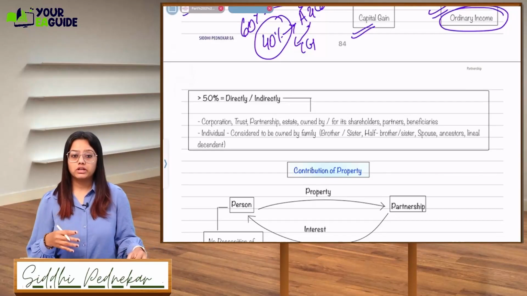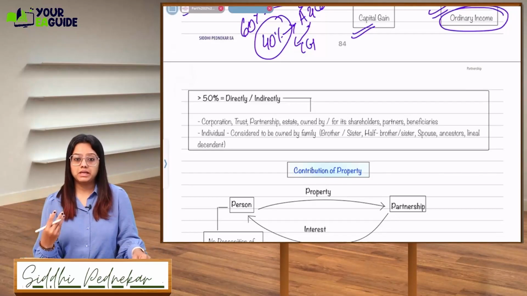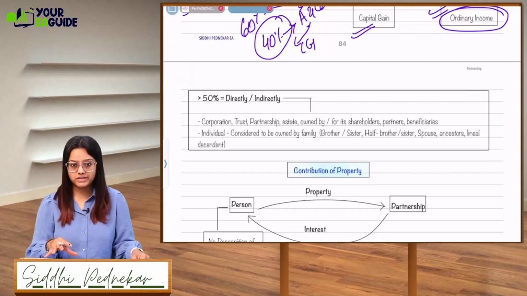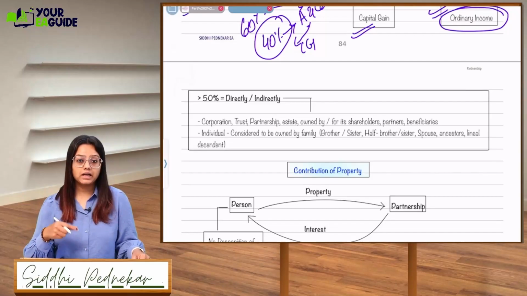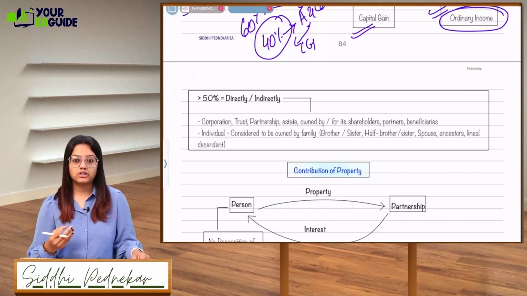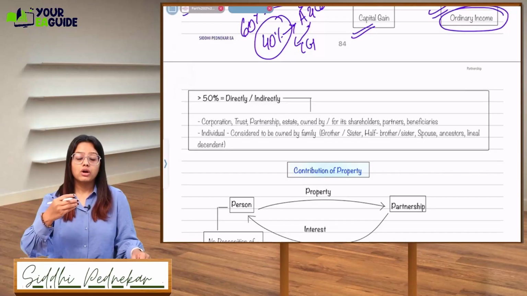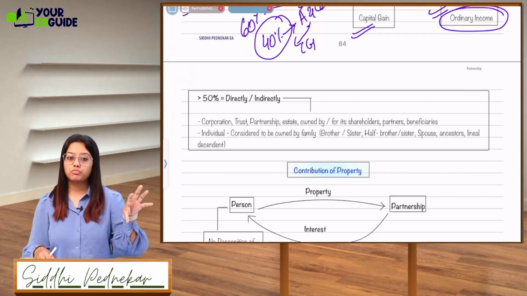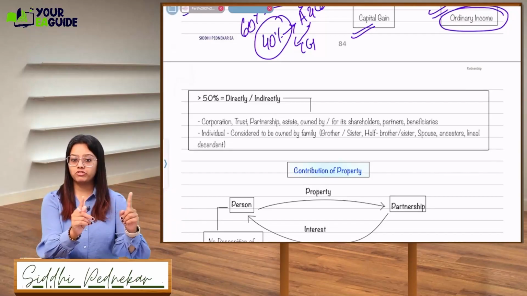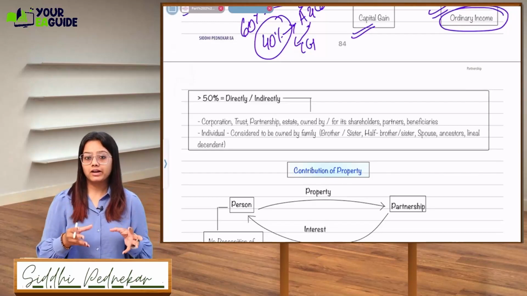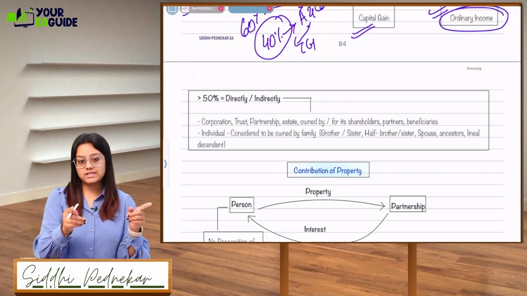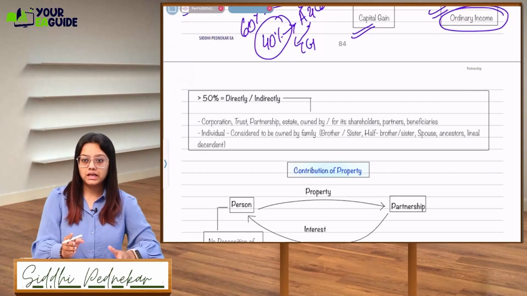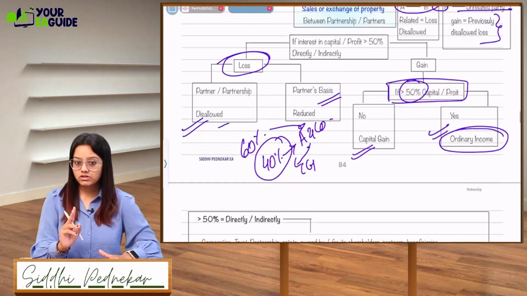If you are holding more than 50% directly or indirectly, what does that mean? Directly, you are owning a share. But indirectly means a corporation, trust, partnership, or estate which is owned by or for its shareholders, partners, or beneficiaries. Let's say I'm a partner in a partnership firm A. Along with that, I'm also holding a share of more than 50% in some other partnership firm. So those two partnership firms will be internally related persons. And if they transact anything internally, they both will be liable for this rule, that is, loss will be disallowed.